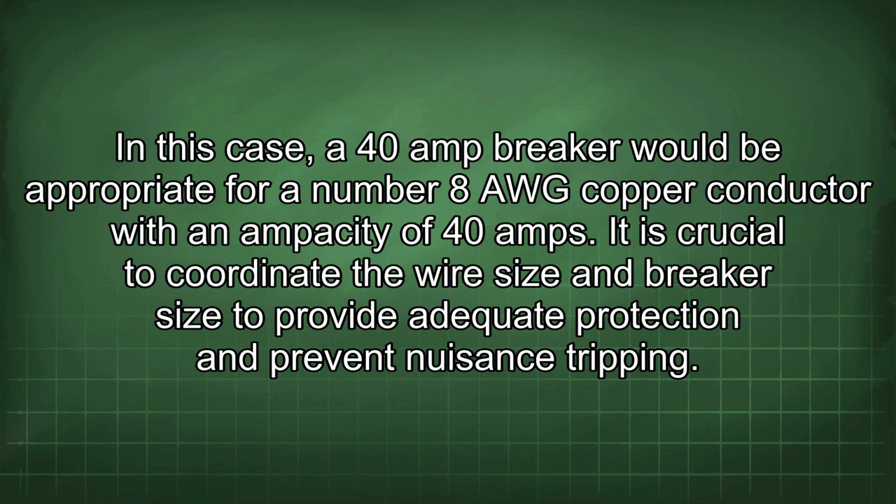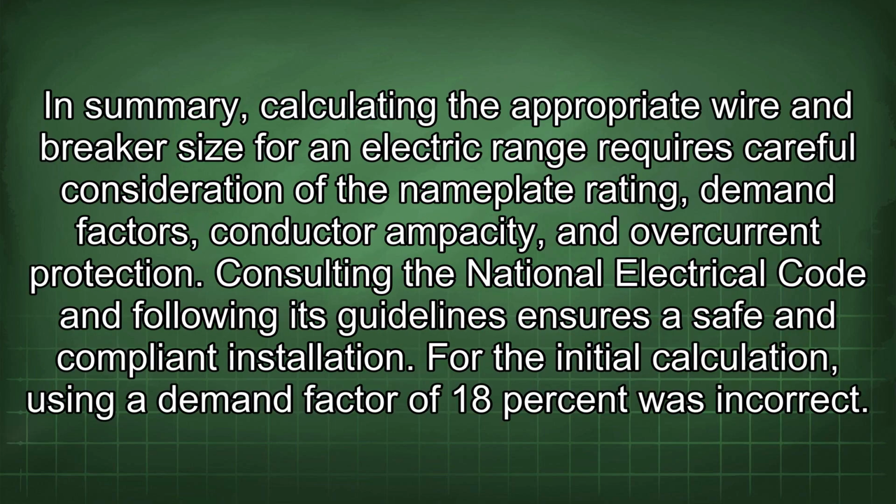nuisance tripping. In summary, calculating the appropriate wire and breaker size for an electric range requires careful consideration of the nameplate rating, demand factors, conductor ampacity, and overcurrent protection. Consulting the National Electrical Code and following its guidelines ensures a safe and compliant installation.